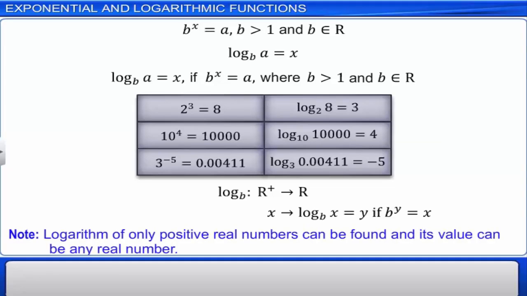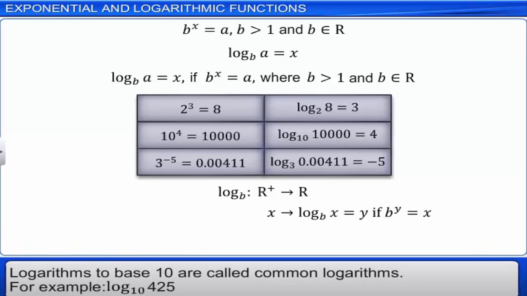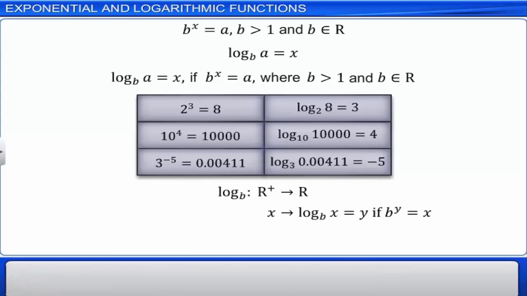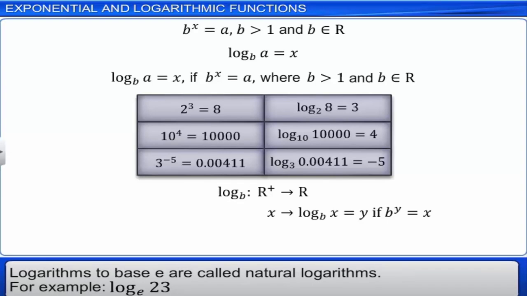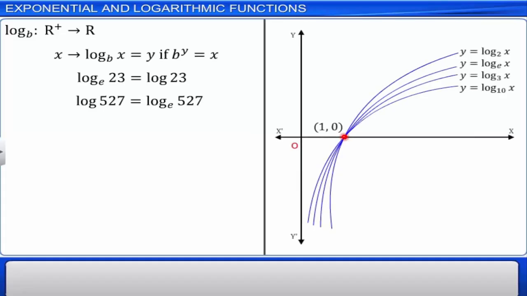Logarithms to base 10 are called common logarithms. Logarithms to base e are called natural logarithms. For convenience, we do not write the base of natural logarithms. In other words, if the base is not mentioned, then it is considered as e. The figure here shows the graphs of logarithmic functions to the base 2, e, 3, and 10.